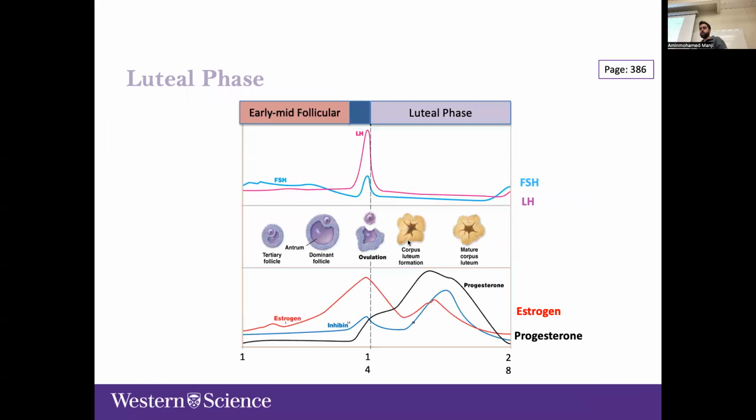Okay, so now we can talk about what's happening once the egg has been fertilized, right? So this idea of pregnancy and implantation and the developing embryo. At this point, we're now past ovulation, right? Ovulation happened at day 14 of the 28-day cycle. We're now in the luteal phase, right?